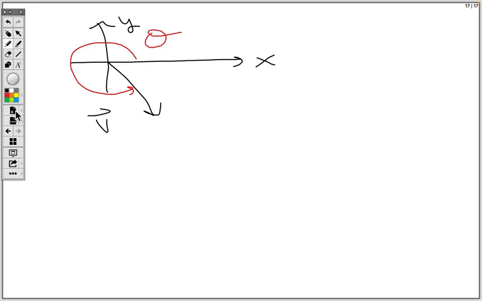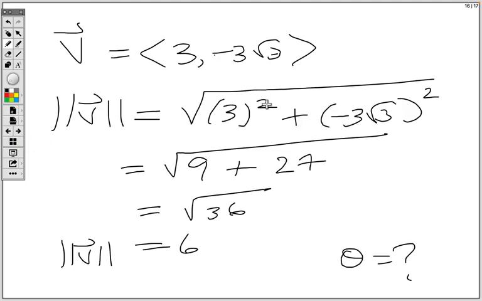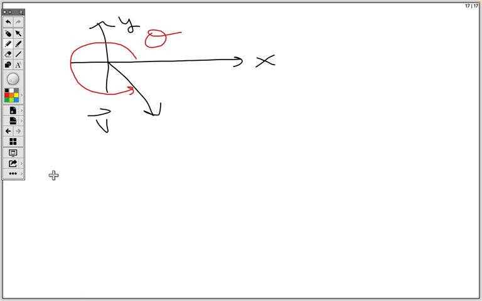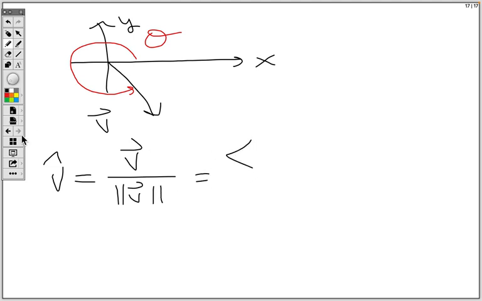So it's up to you how you want to solve this problem. This is one of these classic trigonometry type things. We can get the sine and the cosine here. So basically, remember that we could always find v hat by taking v divided by the length of v. So that's <3, -3√3>/6.